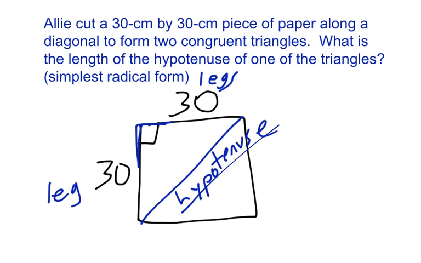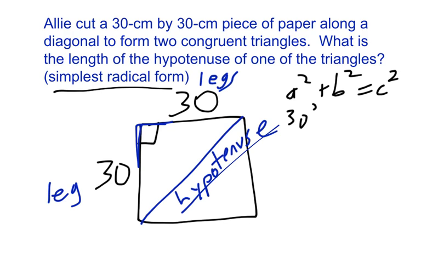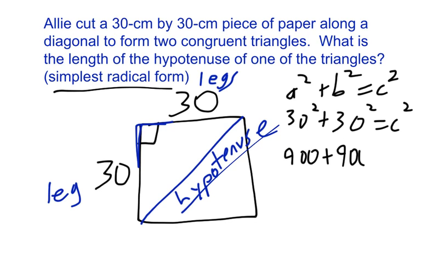Well, all we need is the length. We could do Pythagorean Theorem. A squared plus b squared equals c squared. However, it wants simplest radical form, and there's a much quicker way to do it. I will show you what Pythagorean Theorem would look like, though. Your legs are a and b, so you would do 30 squared plus 30 squared. That's going to be a really big number, equals c squared. So this is how you would do it the long way.